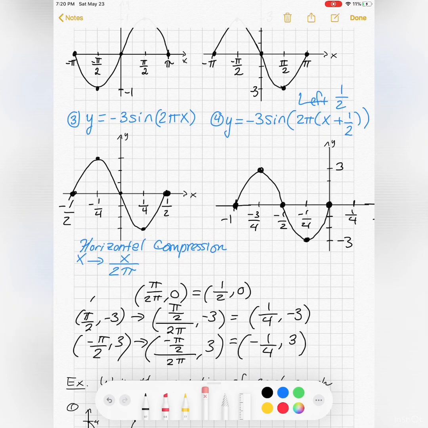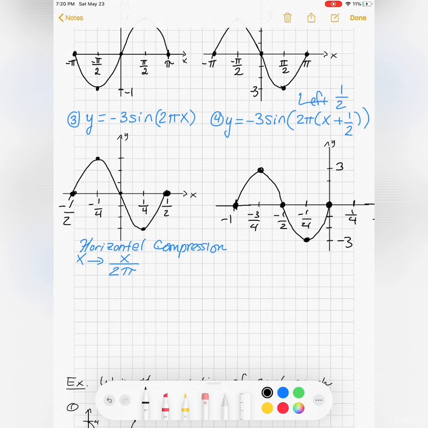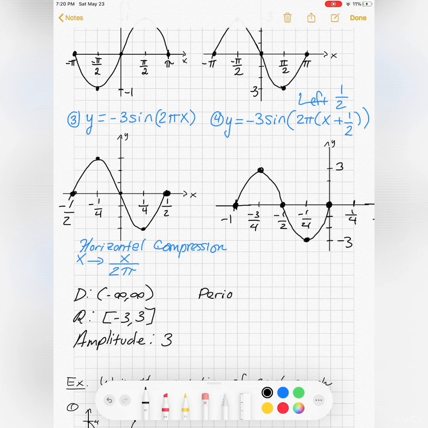Okay. Let's erase the scratch work and then let's fill in the domain, range, etc. Domain's the easy part. Range looks like negative 3 to 3. Amplitude, so from the center of the wave to the top or the bottom, that distance would be 3.